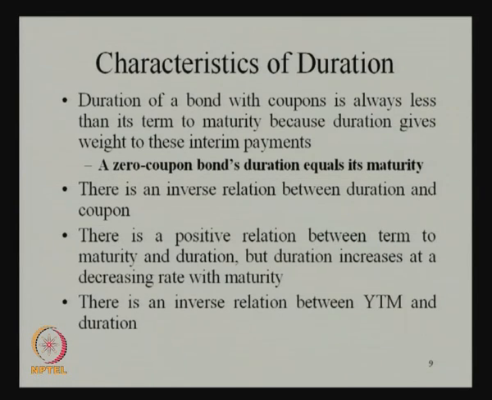There is a positive relation between term to maturity and duration, but duration increases at a decreasing rate with maturity. The more the term to maturity, the more the duration also will be. There is an inverse relationship between yield to maturity and duration. If yield to maturity is more, then the duration goes down, because if we discount the cash flows with the yield to maturity, the value declines.